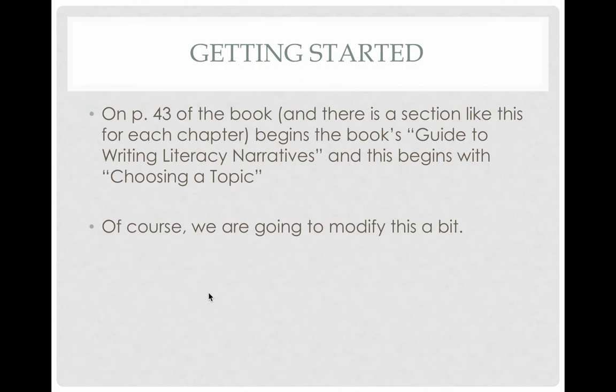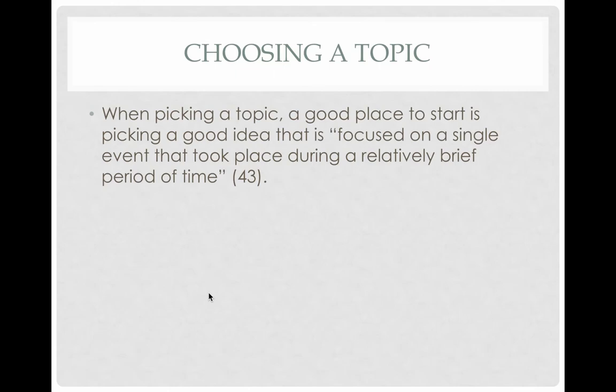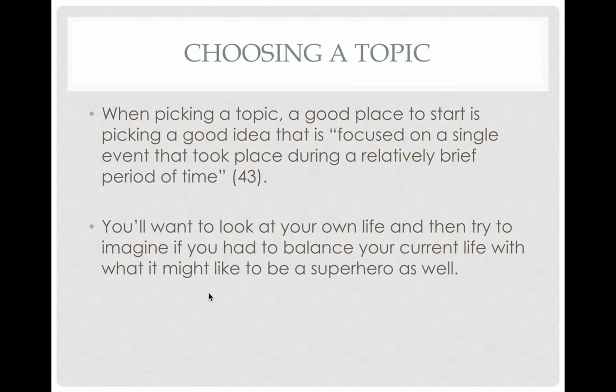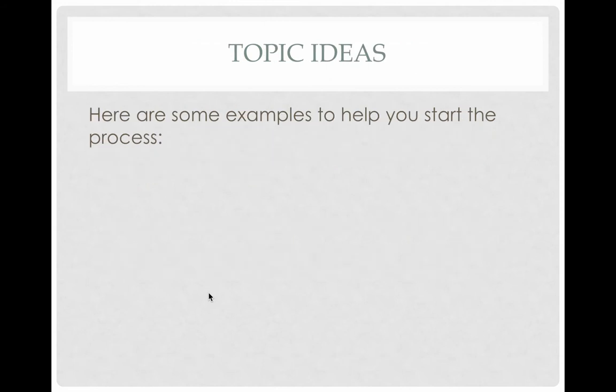So getting started. Let's talk about choosing a topic. Now, the kind of story you want to tell is kind of important, and you need to focus it because you don't have anything more than what's basically 14 to 21 paragraphs to tell it, if you go 2 to 3 paragraphs per post. So you'll want to look at your own life and then try to imagine if you had to balance your current life with what it might be like as a superhero as well. So there's a point of stress there. If your life is rather boring, well, imagine if you add a little bit of flair of being a superhero. I want you to have some fun and some creative control over this. So here are some ideas, though, in case nothing's bouncing your way.